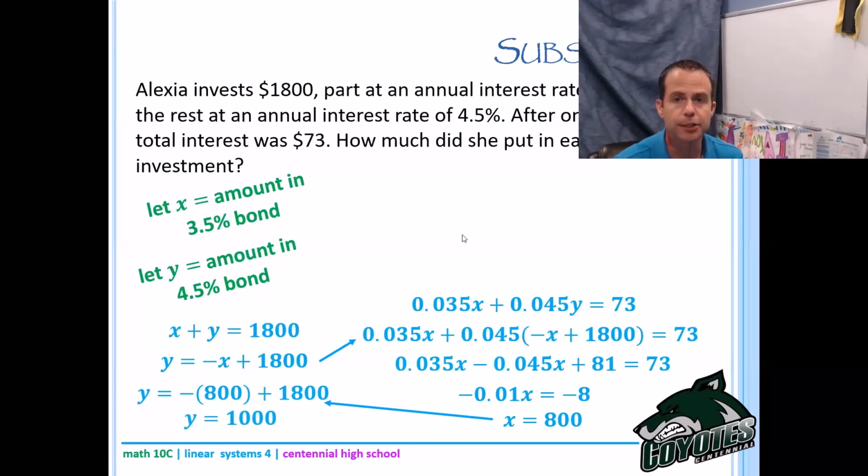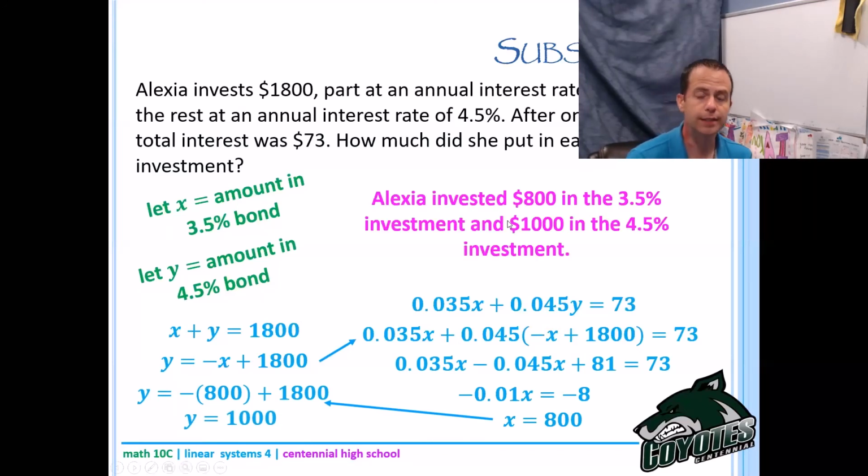The question said, how much did she put in each investment? So I say Alexa invested $800 in the 3.5% investment and $1,000 in the 4.5% investment. It is important that you connect which number goes with which item. Okay, you can't just say she invested $800 and $1,000, because then I'm left not being sure if you understand which investment was which. Okay, so make sure your conclusion tells me you understand that number is my X and X represented this, and that number is my Y and Y represented this.